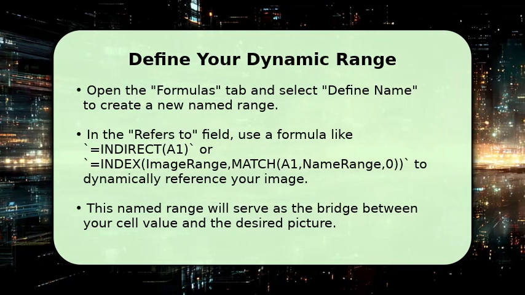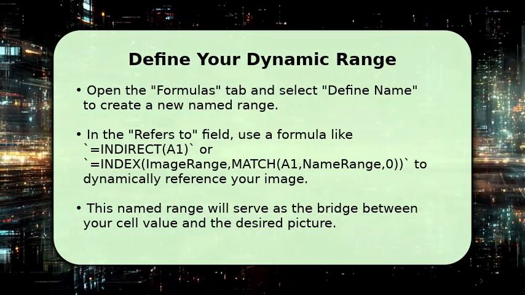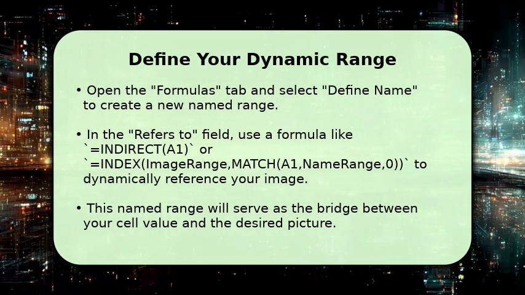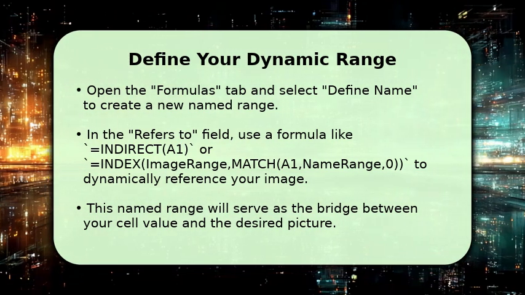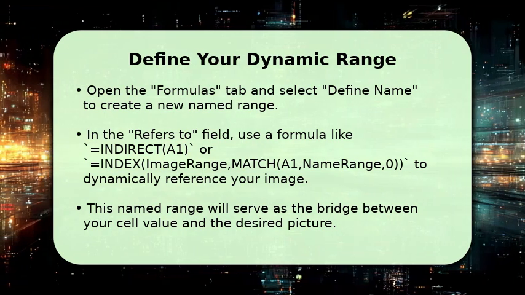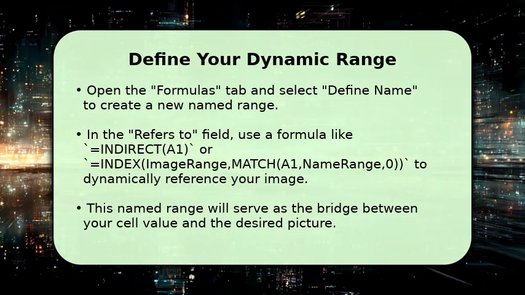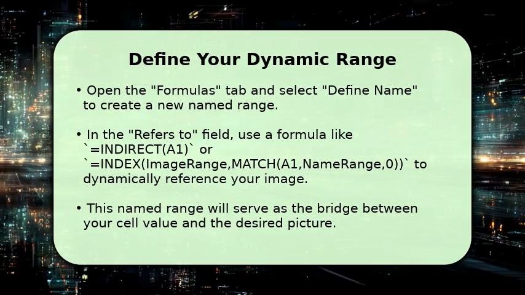Next, we need to define a dynamic named range. Go to the Formulas tab, then click Define Name. Give your range a clear name like Dynamic Image. In the Refers to box, enter a formula that points to your image based on a cell's value. For example, if cell A1 contains the name of your image, you might use =INDIRECT(A1). This range will now dynamically update to refer to the correct image.